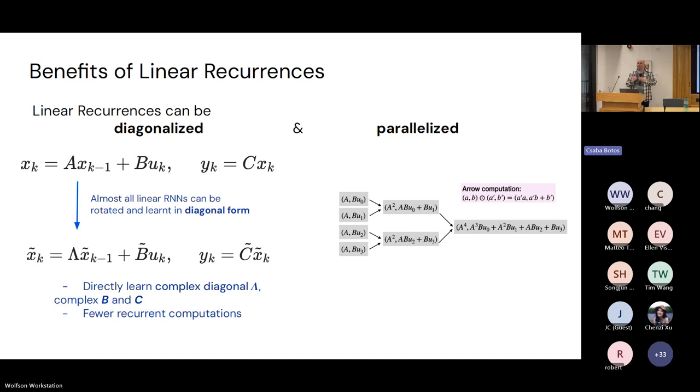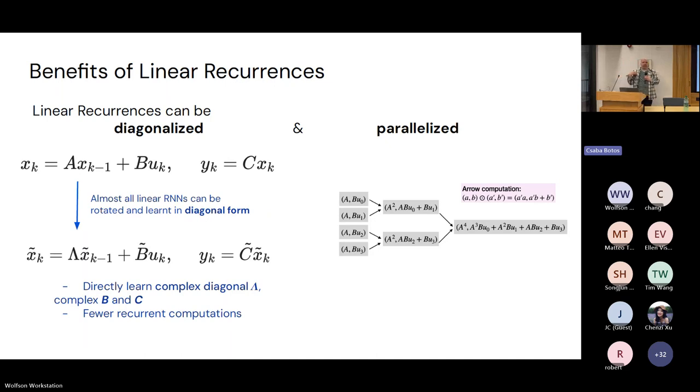Yeah? Quick question, do you mean stacking after the MLP, like together? Yeah. So it's linear RNN, MLP, linear RNN, MLP, linear RNN, MLP. Not just the linear ones. No, if you just stack linear recurrences one after the other, you can collapse them into one. So you need the MLPs in between.